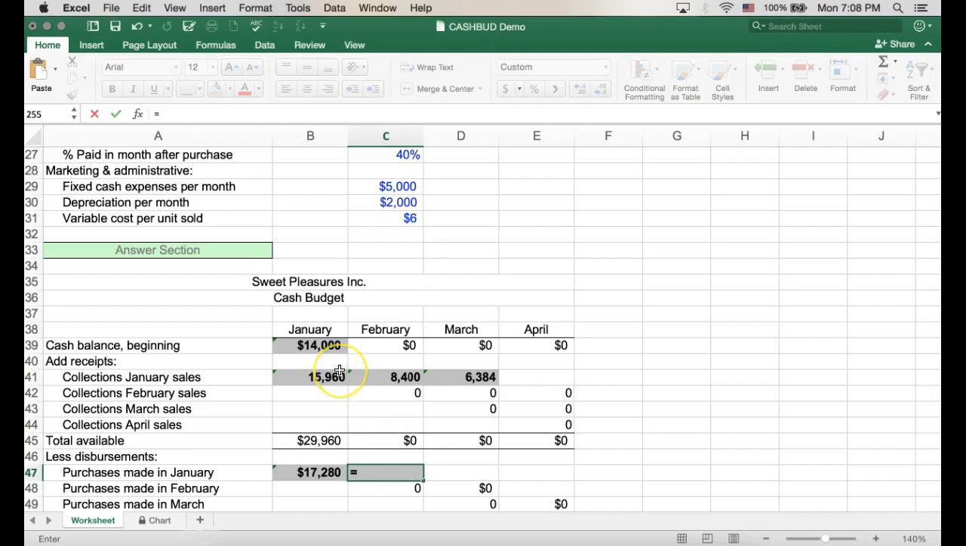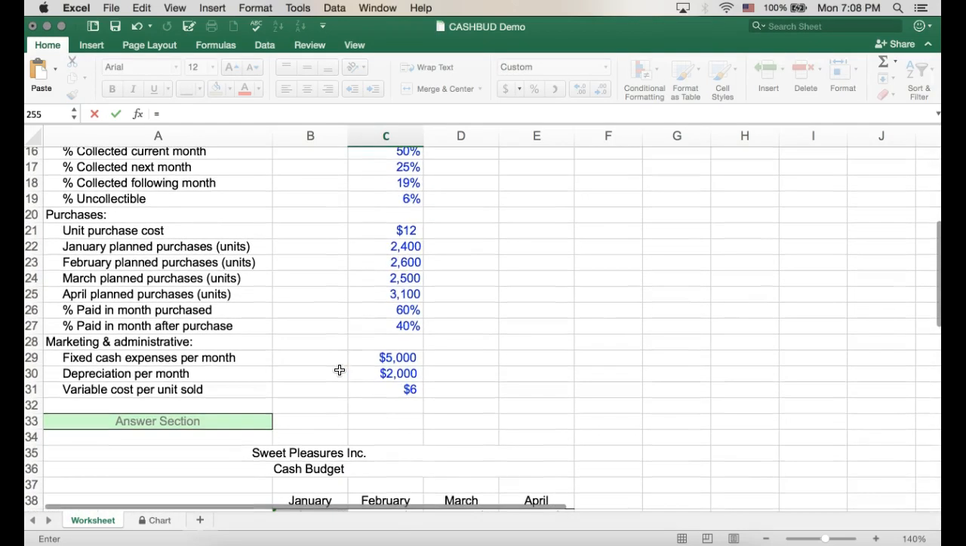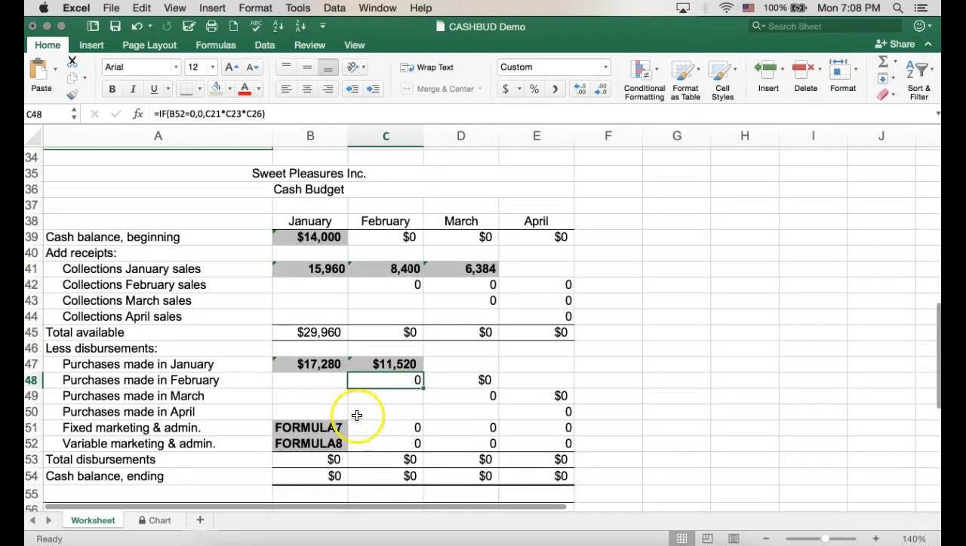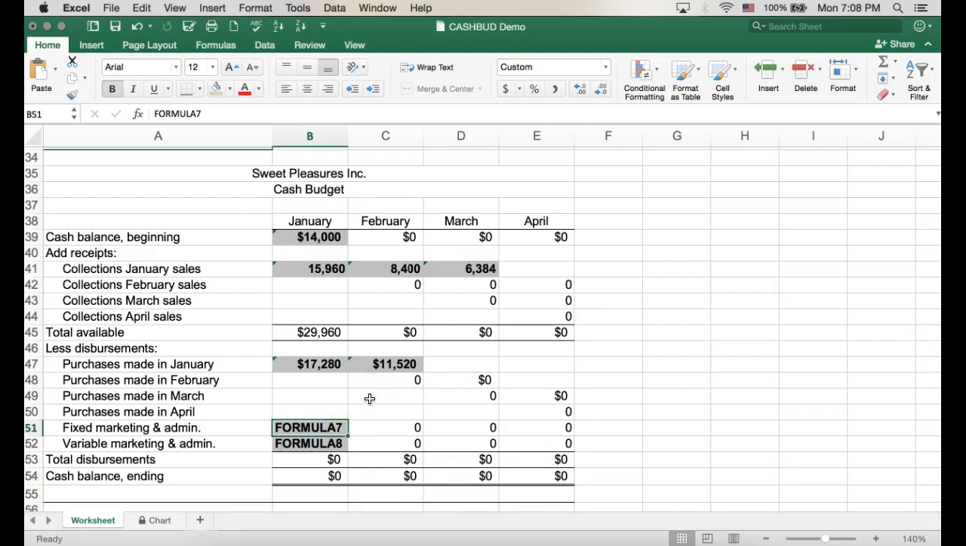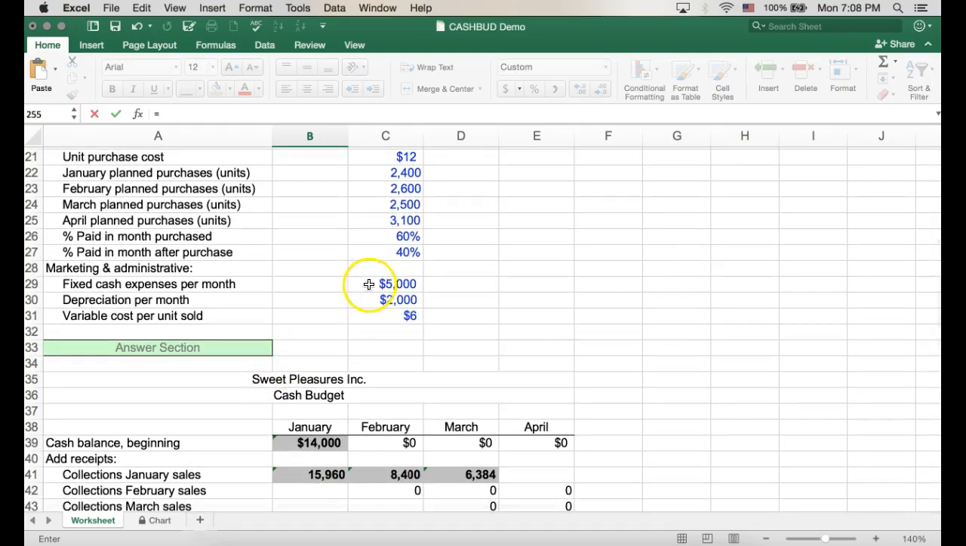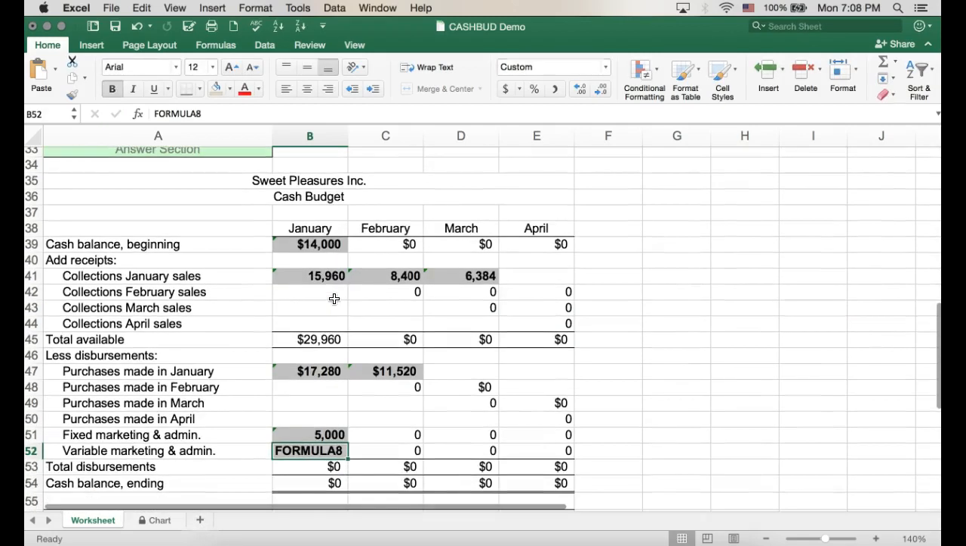So we start the formula by inputting equal sign. We start off with $12 per unit times the January planned purchases times the next month disbursements, which is 11,520. And next we go to deal with some fixed cost. So for fixed marketing and admin is 5,000. That looks like it's the only cash. Depreciation we do not include because that's not a cash expense.